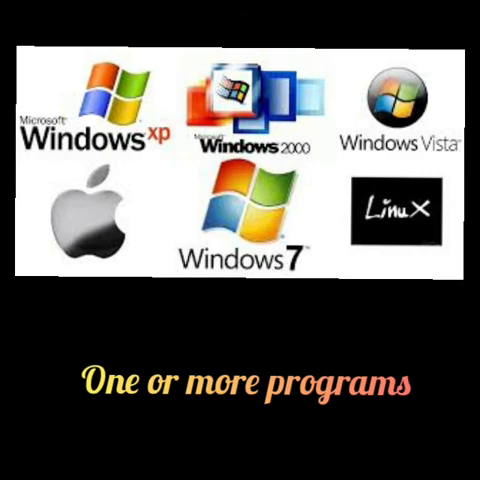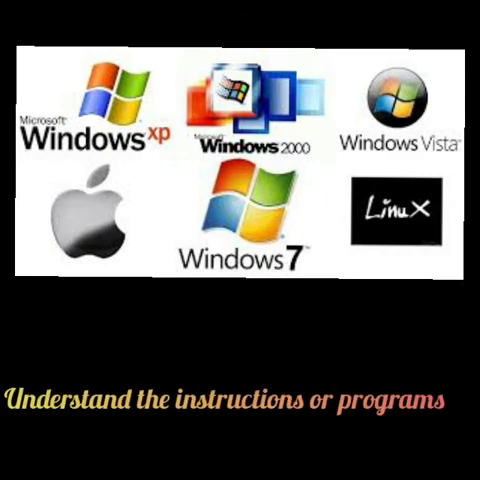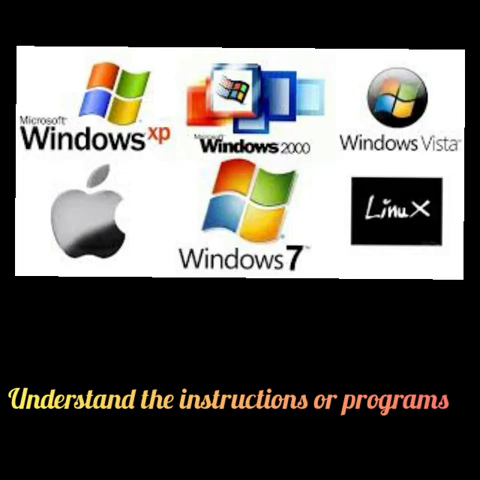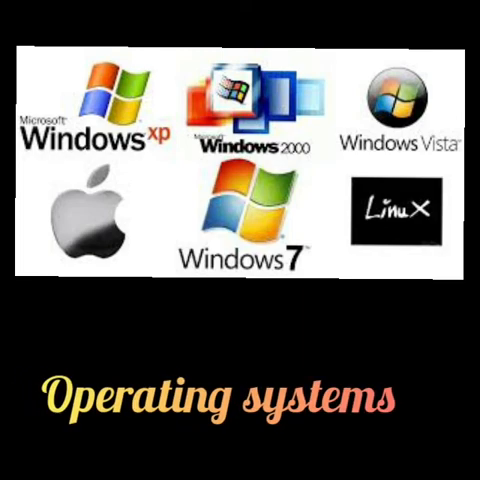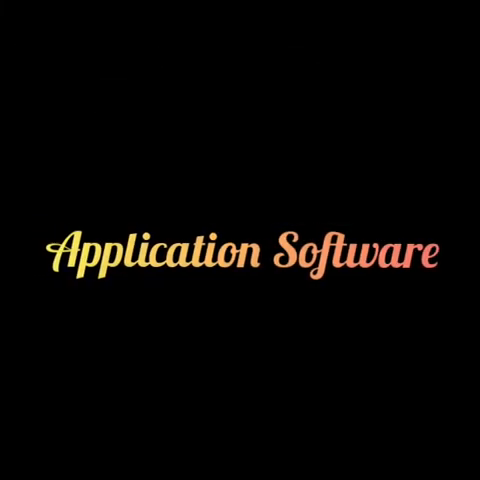It is a set of one or more programs designed to make the computer understand the instructions or program given by the user. The examples of system software are operating systems, compilers, and interpreters, etc. Second is the application software.